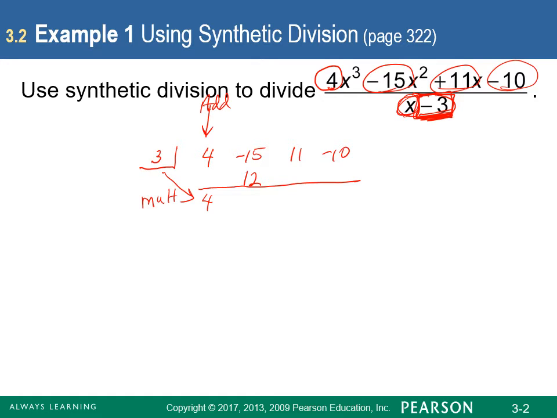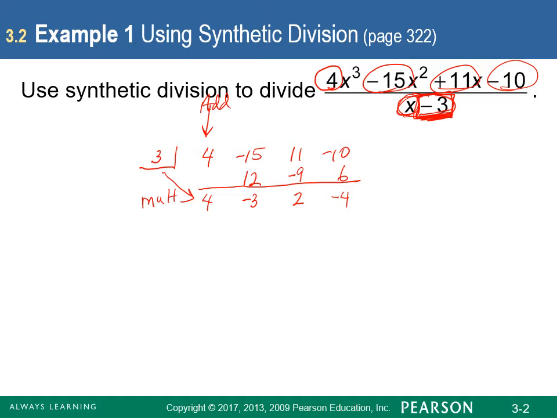Negative 15 plus 12 is negative 3. 3 times negative 3 is negative 9. 11 plus negative 9 is 2. 3 times 2 is 6. Negative 10 plus 6 is negative 4. You'll get the hang of it before too long.